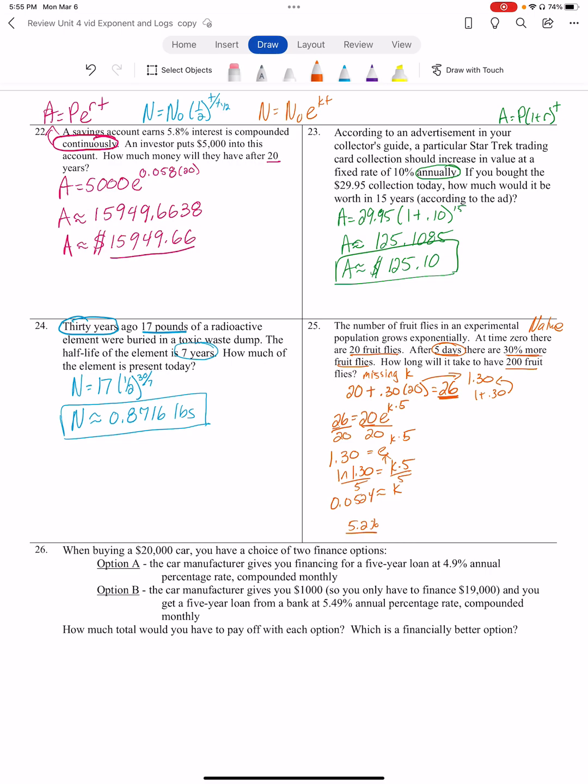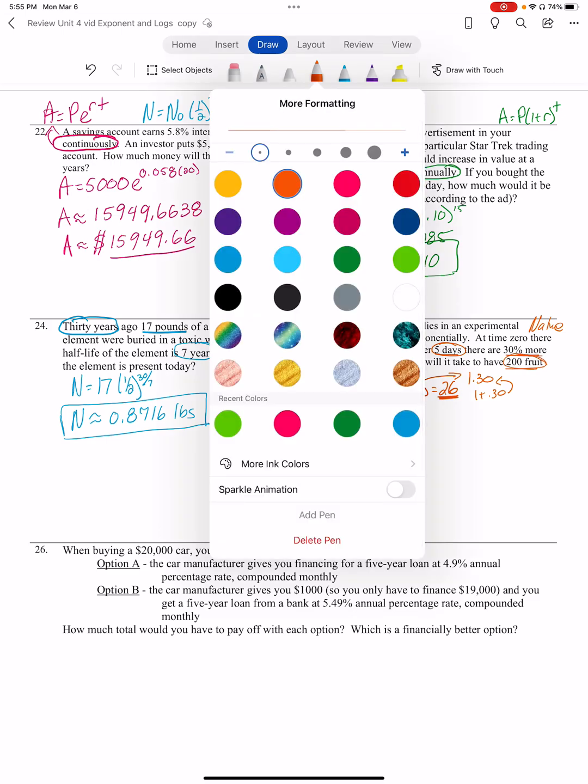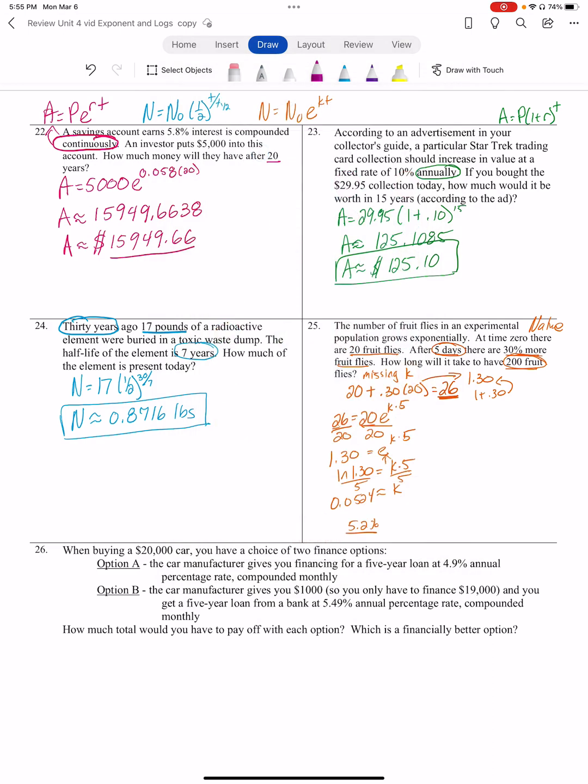Okay, now we want to know when there'll be 200 fruit flies, so we're going to use this calculation to figure out the rest of it. For this here, I'm actually going to be super accurate. I'm going to use this right here. We have 200 is equal to our starting amount, 20, times E to the K, and K is the natural log of 1.3 over 5 times the T power.